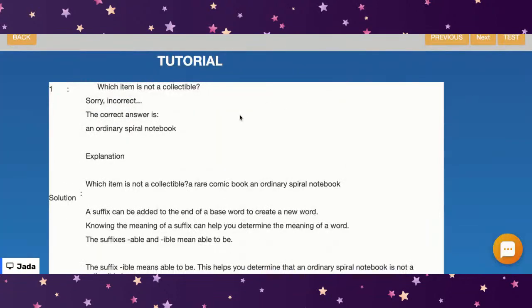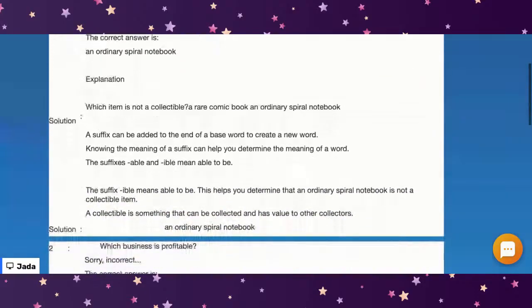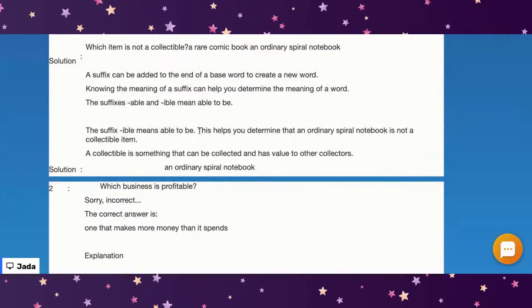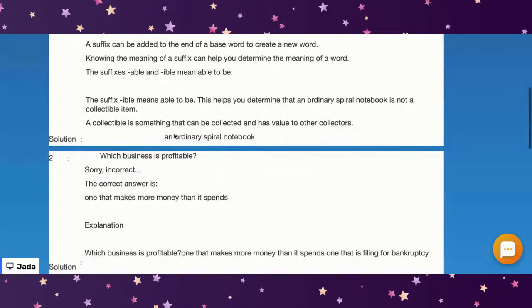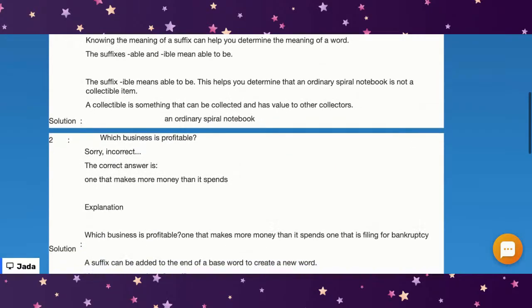So which item is not a collectible? This helps you determine that an ordinary spiral notebook is not a collectible item. A collectible is something that can be collected and has value to other collectors, okay? An ordinary spiral notebook is not collectible because it's not really valuable.